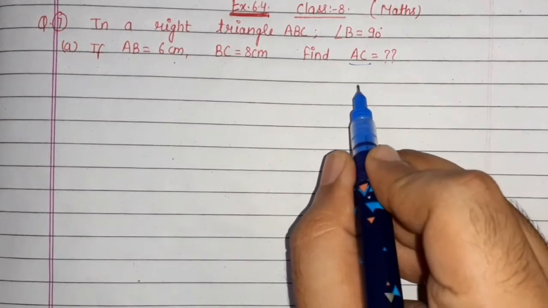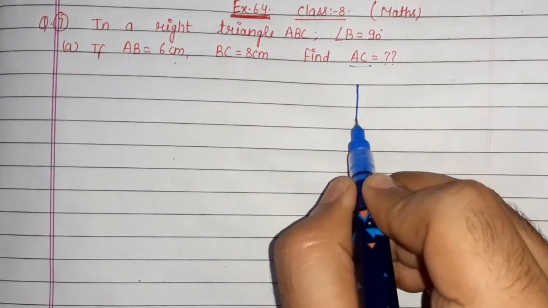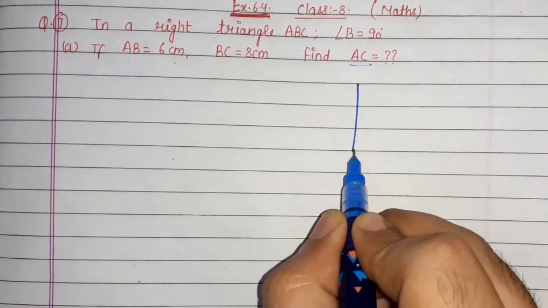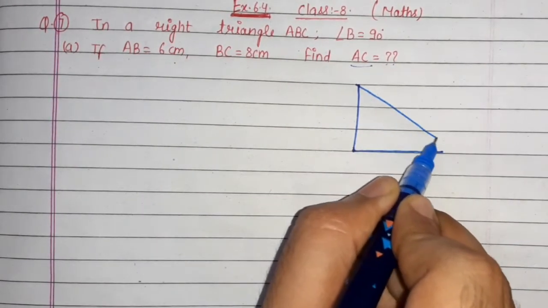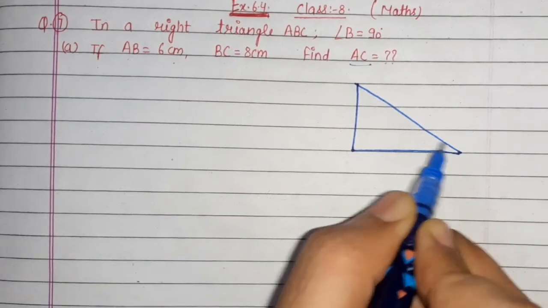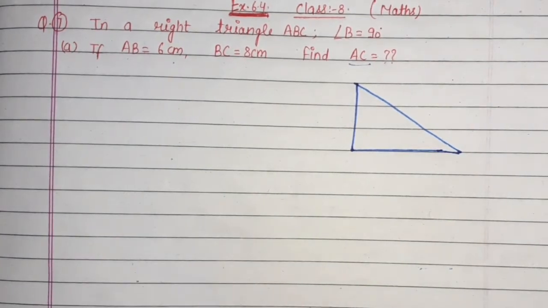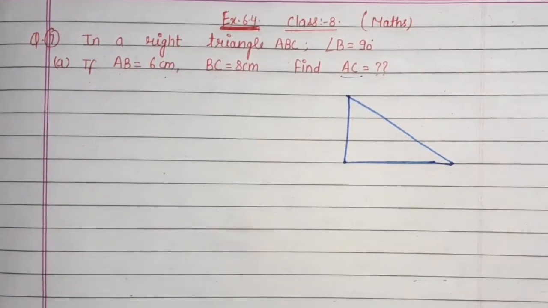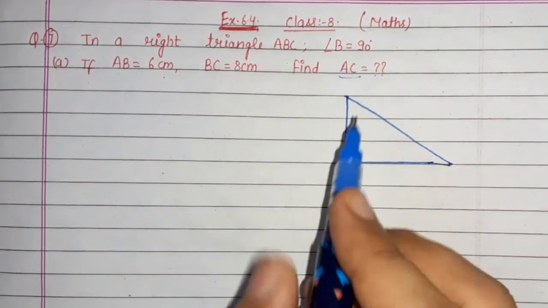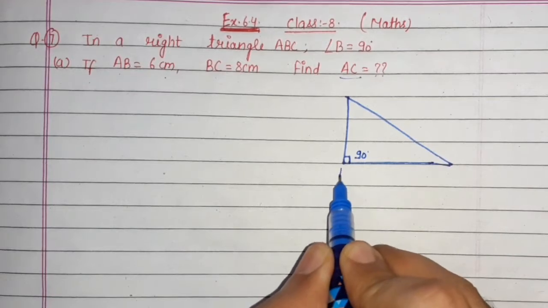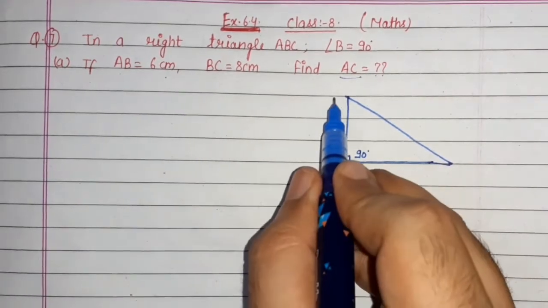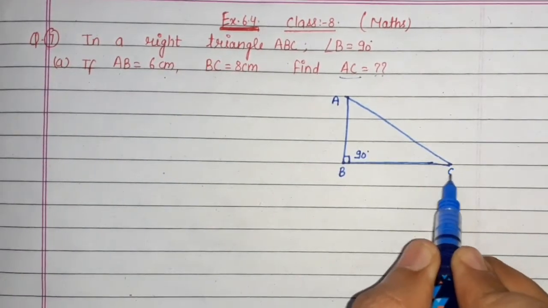So first of all, we will draw one rough triangle. No need to draw a fair figure, like this. So first of all, if you check, it is given angle B is 90. So this angle is 90 degree. So here you have to write B. Suppose this is our A point and this is our C point.